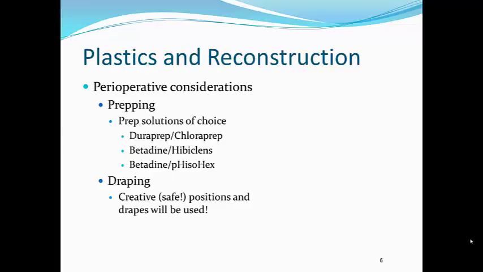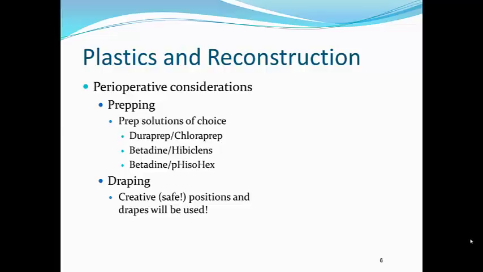Next, we'll discuss prepping and draping. When it comes to prepping and draping the surgical patient, it can get pretty creative to say the least. The first thing to consider is the type of prep solution that is appropriate, since we can be anywhere on the body and dealing with all types of skin conditions.